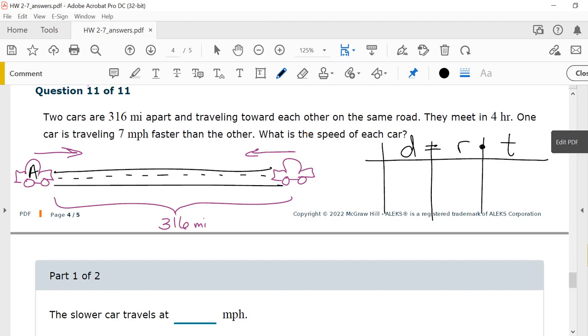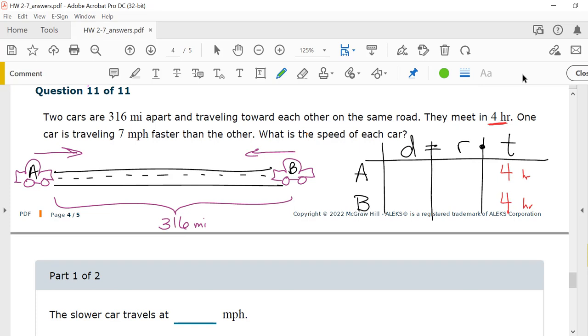Okay, we're going to call this car A and this car B. They're a total of 316 miles apart. Let's leave that alone for a minute. They meet in 4 hours. One car is traveling 7 miles per hour faster than the other car. Since they meet in 4 hours, the time for both of them is going to be 4. You can keep the units if you want to. I usually write them just to remind myself. Okay, the time that they both travel is 4 hours.